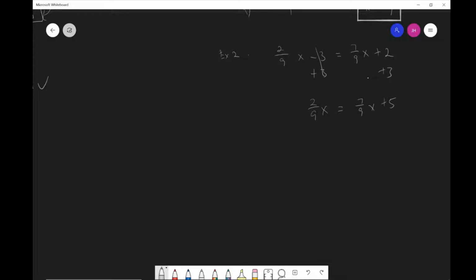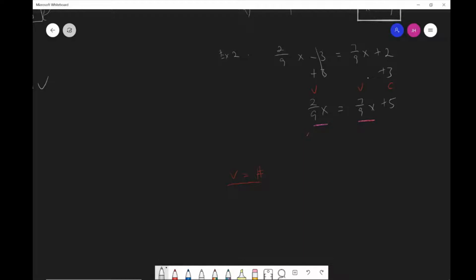Now what? What I see is a variable here, and a constant here. Remember, in every algebraic equation, the end goal is to reach down to a variable equal to a constant, which is the numbers. So what should I do? I have 2 variables in here.